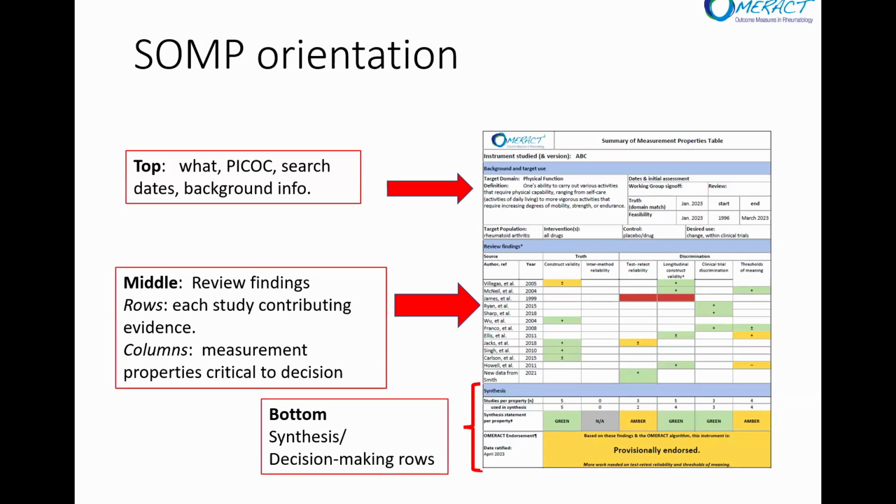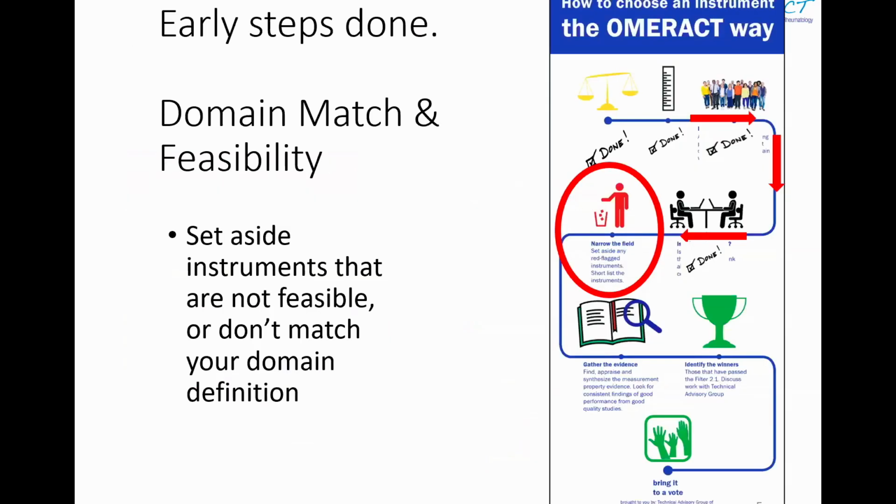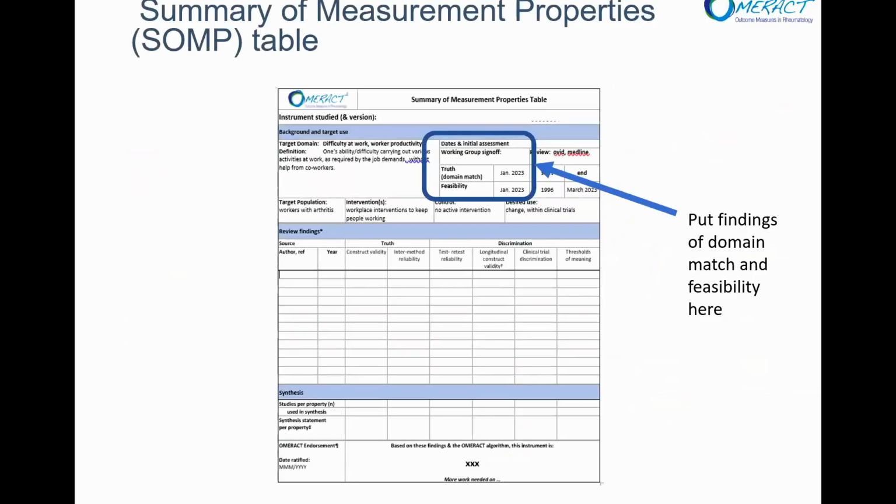And so now what we'll do is we'll move through building this SOMP. But it's important to remember that there's a lot that's gone on before we hit the SOMP. The early steps are already done. So you've already looked for domain match and feasibility, and you've set aside instruments that are not feasible or not a match to your domain. And so really what we're doing here is trying to only look at the instruments that are moving through to full review. But the first thing you're going to track is the fact that your group has already done the truth and the domain match and feasibility. So we're asking you to put that in here and put a date with that so that we can find those resources and reports of those.